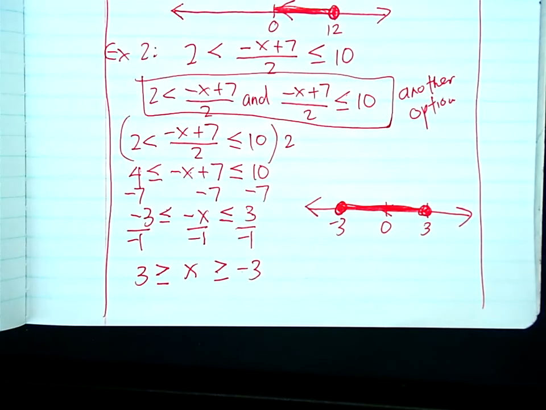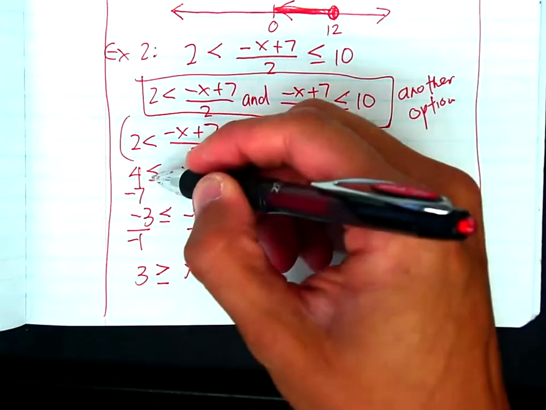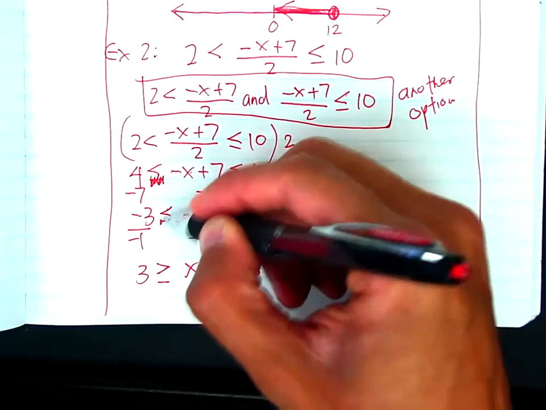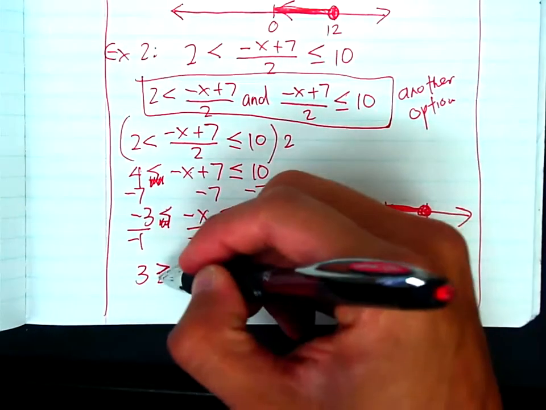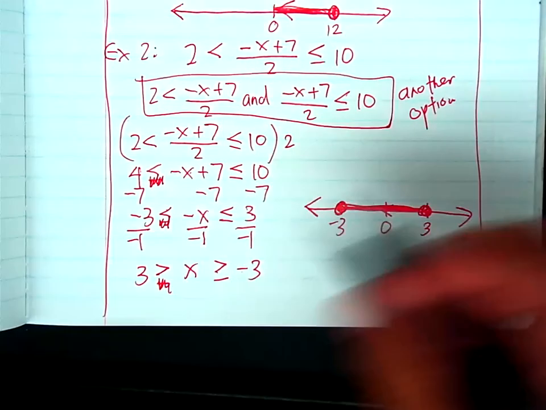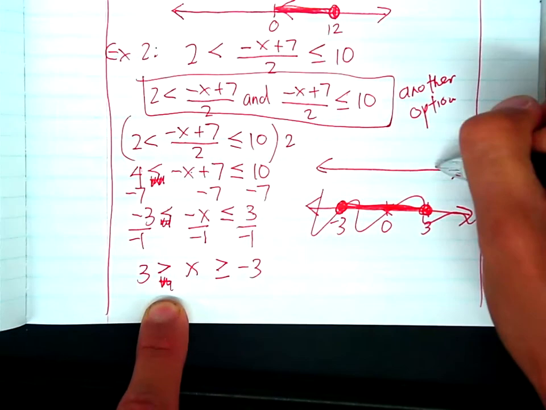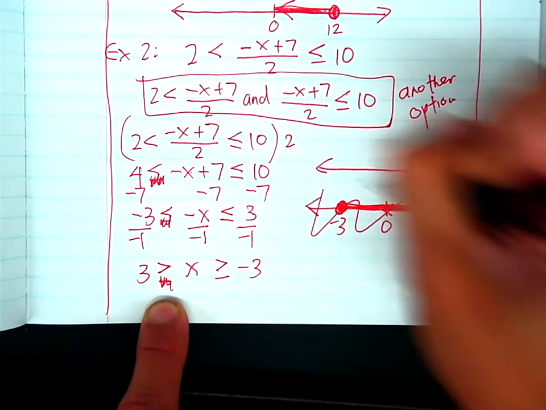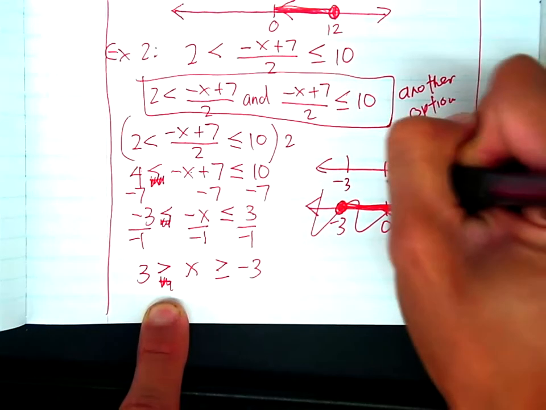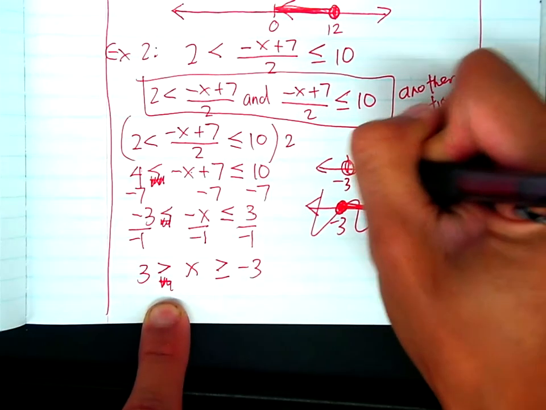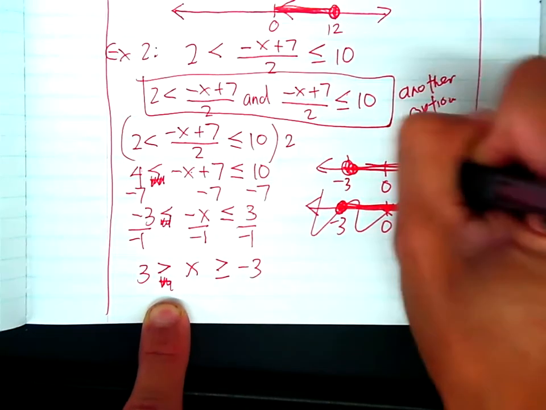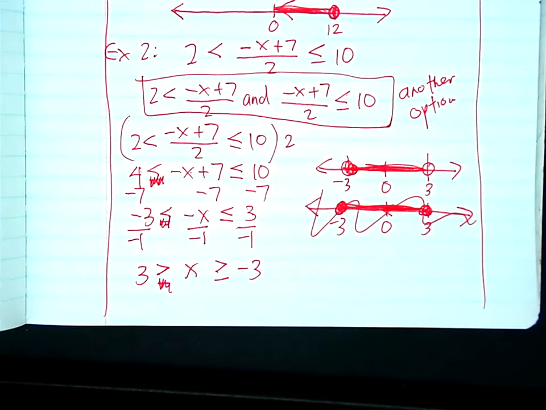I screwed up. This does not have an or equal to sign, so cross that out. So actually I should have an open circle on 3. So let's redo that graph. It should be an open circle on 3, and then a closed circle on negative 3. Okay, so that's my graph.